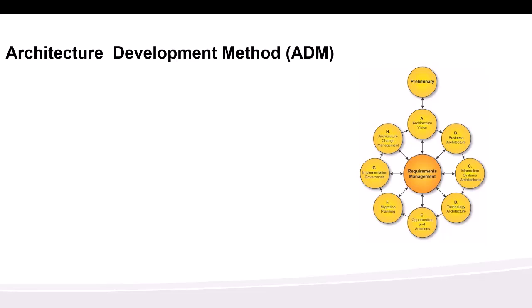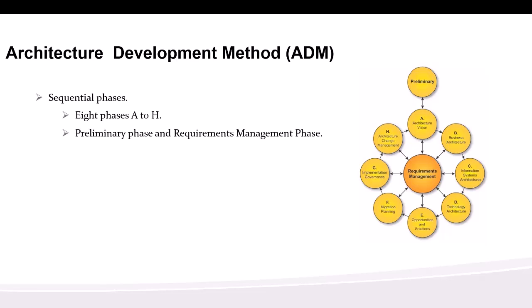Let's try to understand ADM with the help of the diagram. The ADM provides a tested and repeatable process for developing architecture. The ADM method defines 8 sequential phases from A to H and 2 other special phases, the preliminary phase and the requirement management phase. So as you see, it's a step-by-step phase approach to get the desired architecture implementation in an organization. It's an iterative process. Once you start from the preliminary phase and start with phase A, architecture vision, it just goes on and on in a circle.